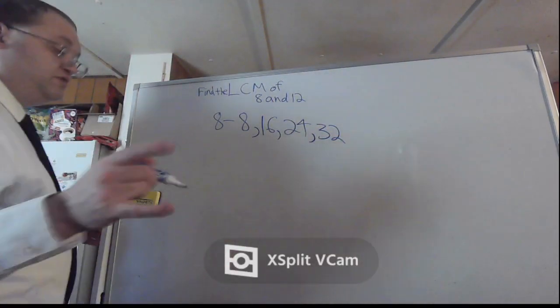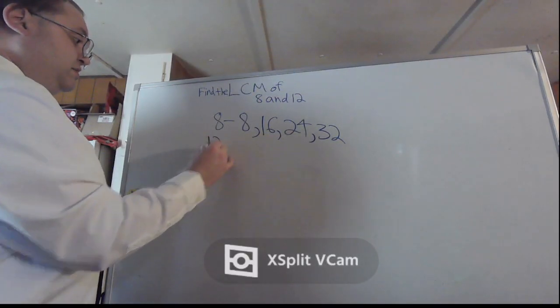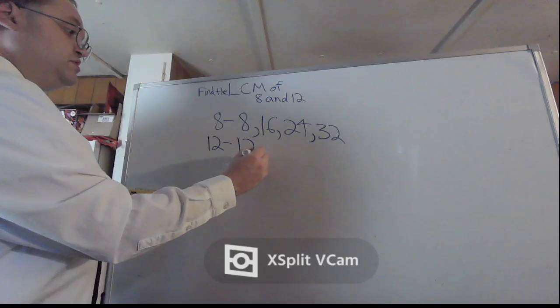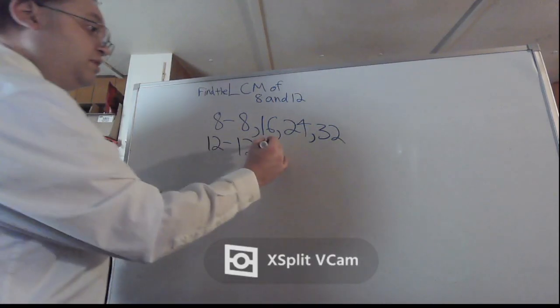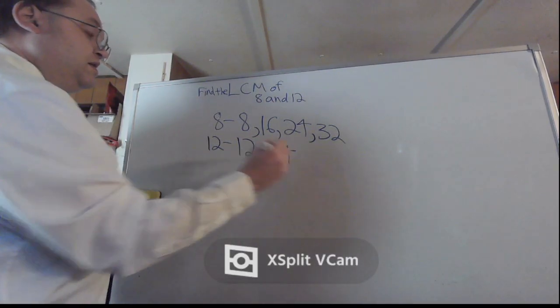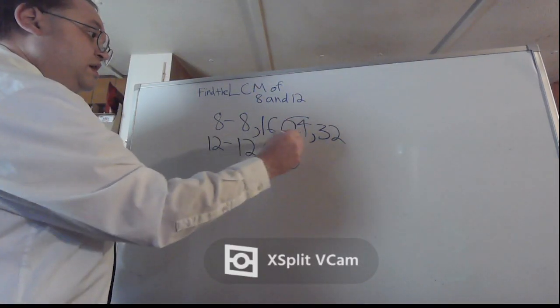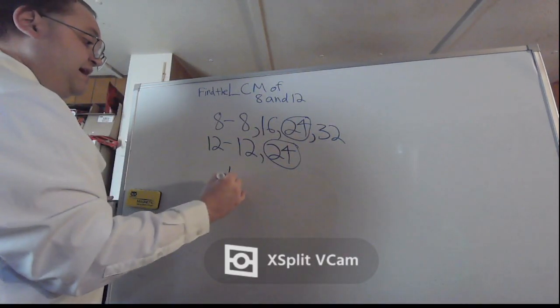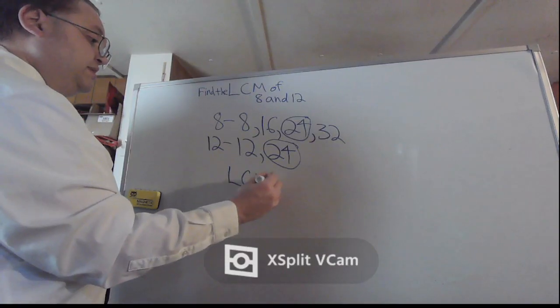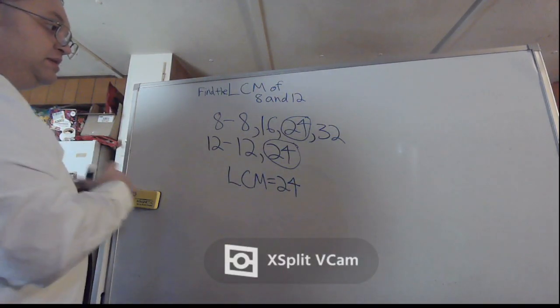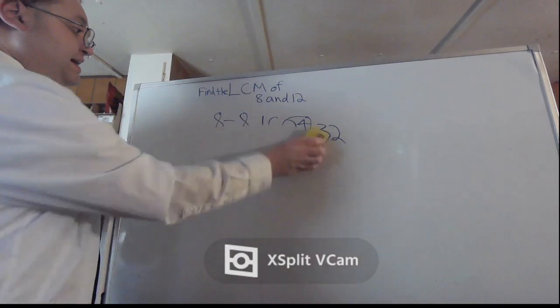Okay, how about multiples of 12? 12 times 1 is 12. 12 times 2 is 24. Well, we could stop right there. We got a 24 in common between both. So your least common multiple of 8 and 12 is going to be 24. So there's that.